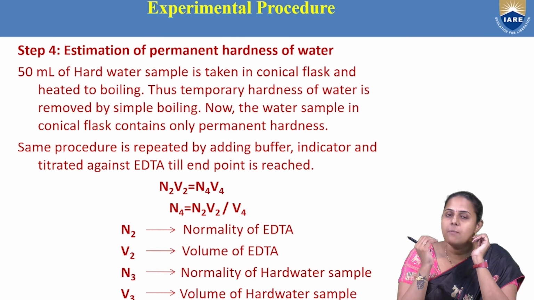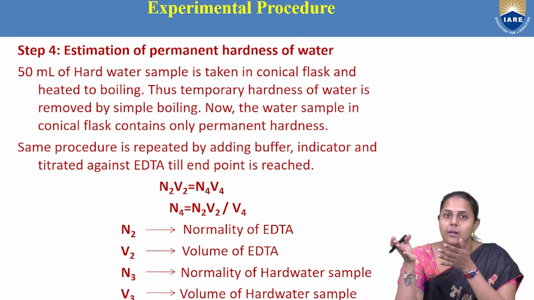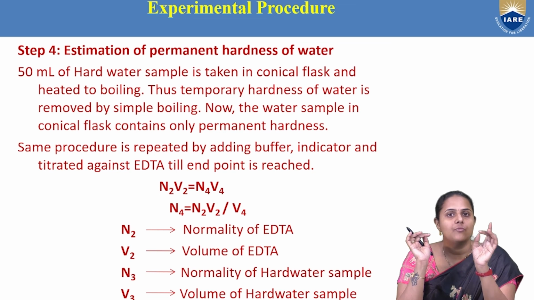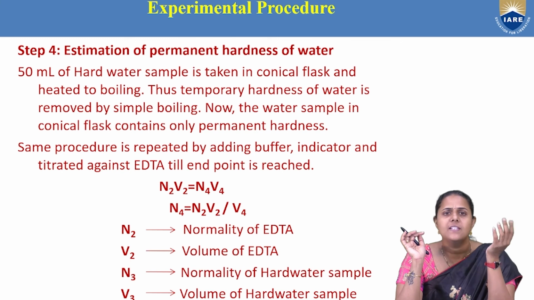So this permanent hardness of water I will calculate. The same procedure is followed, whatever the step. After boiling, I will collect the water, bring it to room temperature, and then take 20 ml of that water into a conical flask. I will add buffer and indicator. Why do we add buffer? To maintain pH 9 to 10. At that pH only complex formation will take place. If another pH is maintained, complex formation will not take place and the endpoint can't be reached. So just to maintain that pH, we will add buffer.